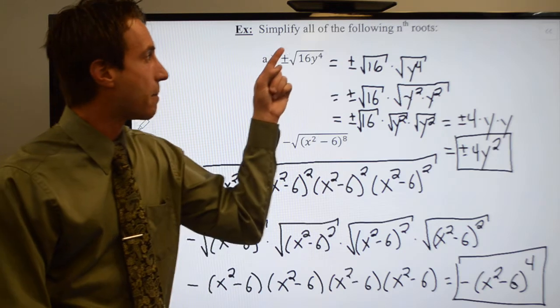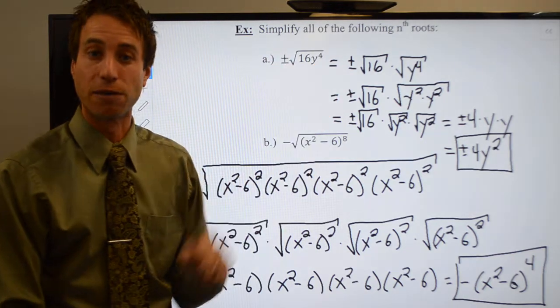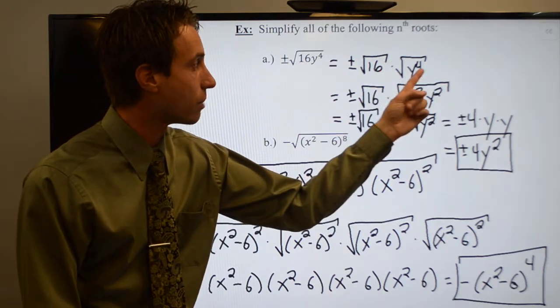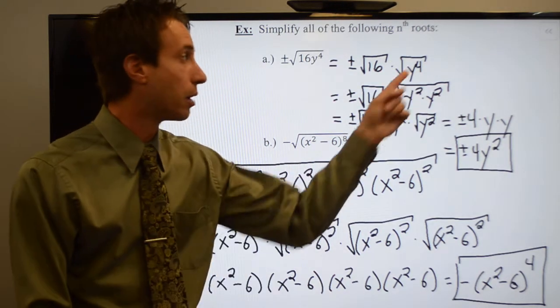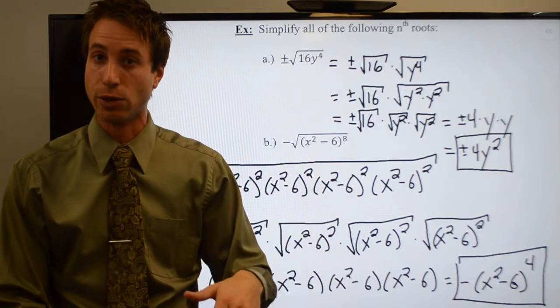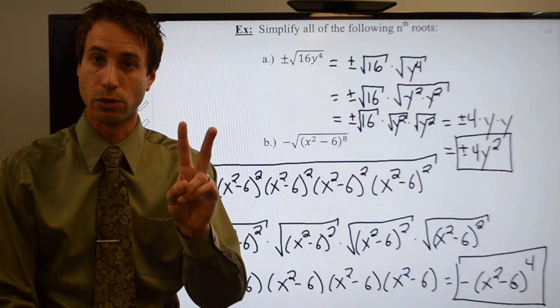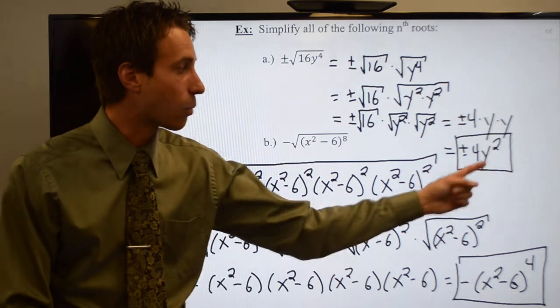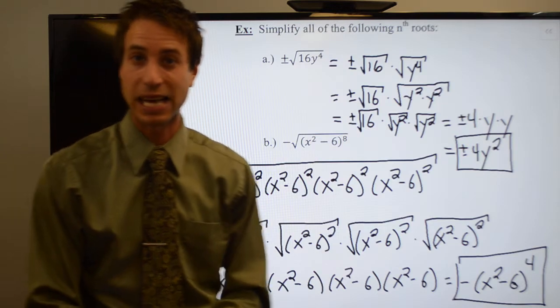Let me show you. My index is a 2, my power is a 4. Well, what is 4, the power, divided by 2, the index? 4 divided by 2 is 2. Any surprise I wound up with a power of 2? Shouldn't be. That's how it works.